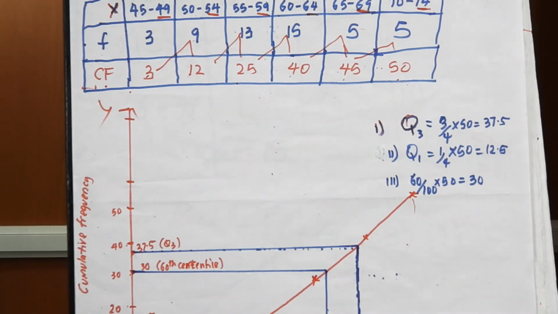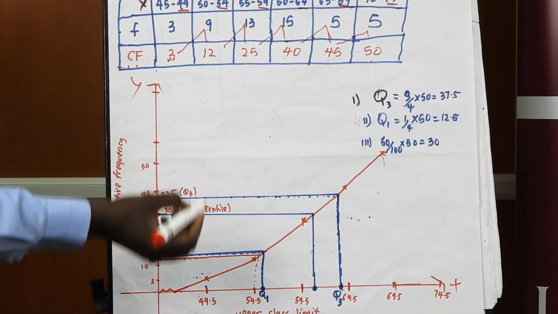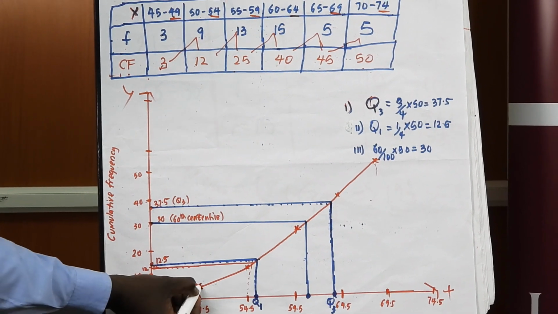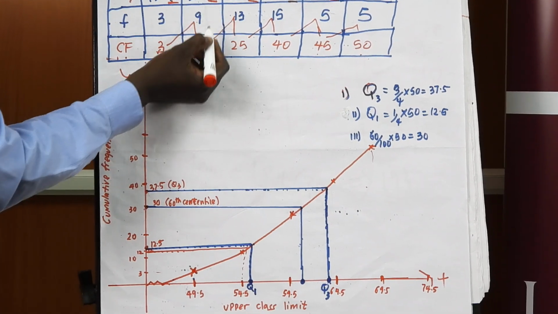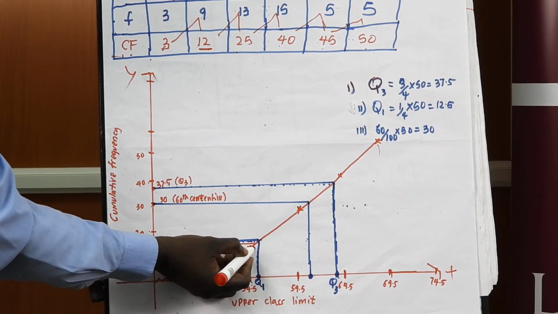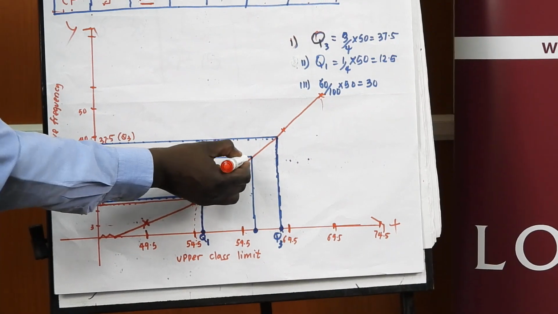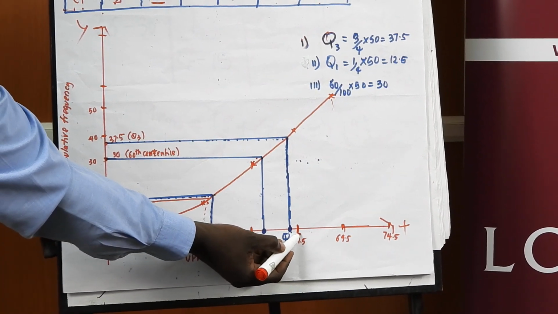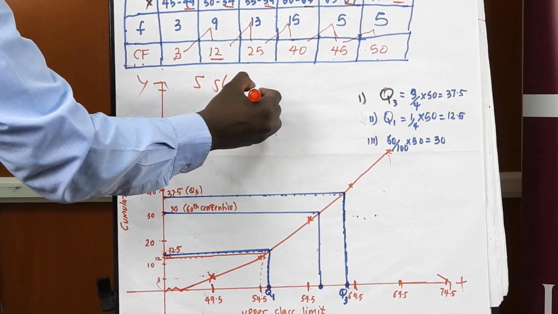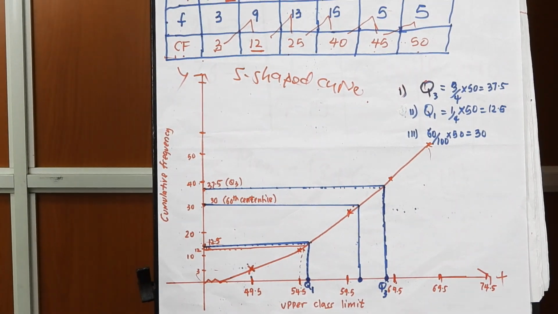After getting the upper class limits, you obtain a graph using the upper class limit against the cumulative frequency. So 49.5 will plot against 3. Approximately that's where my 3 is. 54.5 will plot against 12. That's approximately where my 12 is. Then 59.5 against 25. Approximately that's my 25. 69.5 against 45, and so on. So we'll get an S-shaped curve. And that S-shaped curve is what we're calling the ogive.